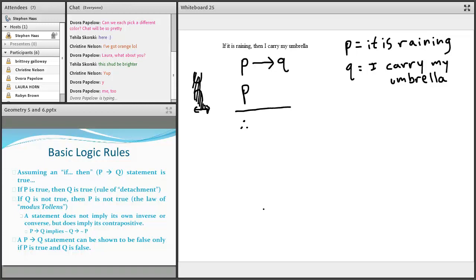This three dots over here tells you what it proves. Well then, by definition, you can prove then Q is true. Because if we know that if P then Q is true, and we know that P is true, then by definition Q is true.